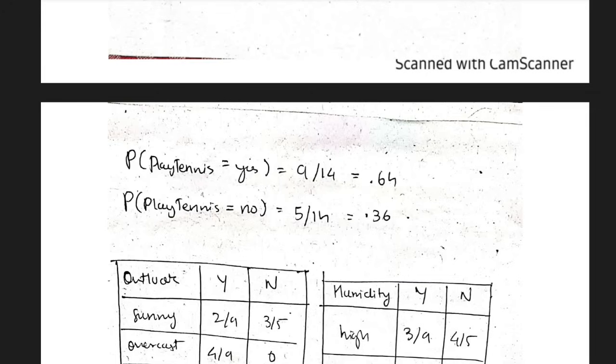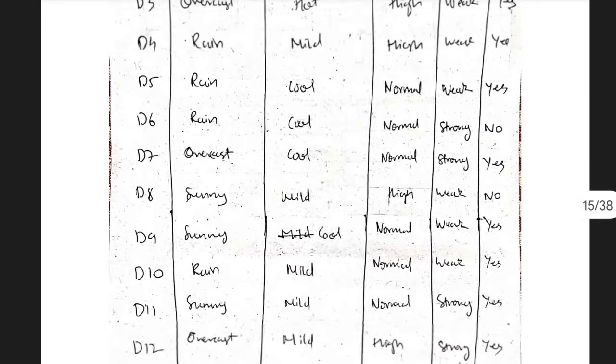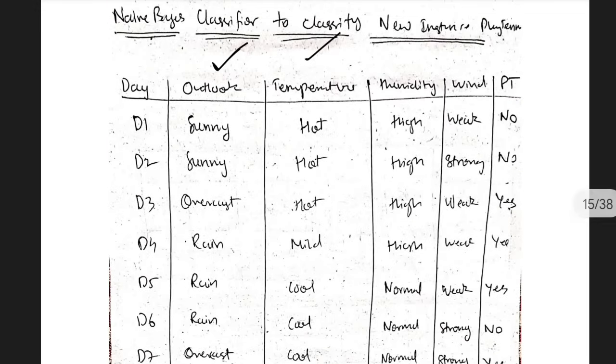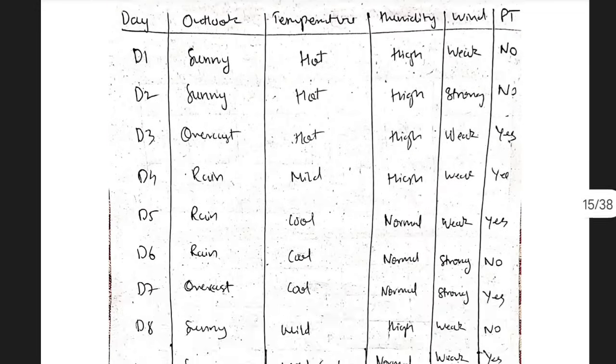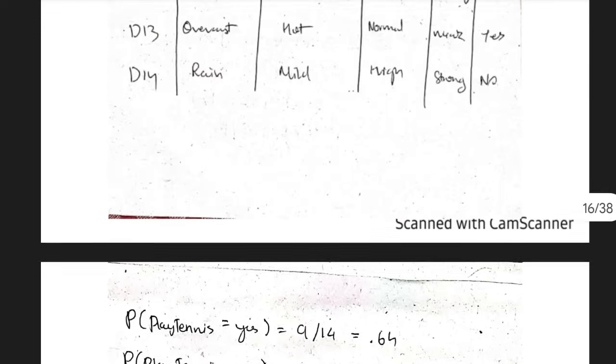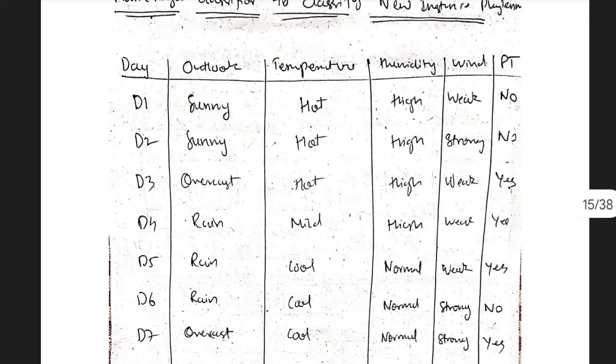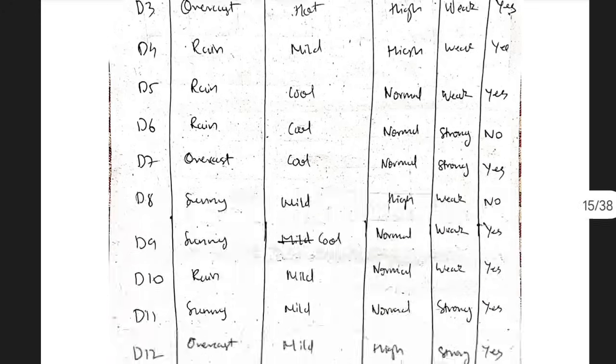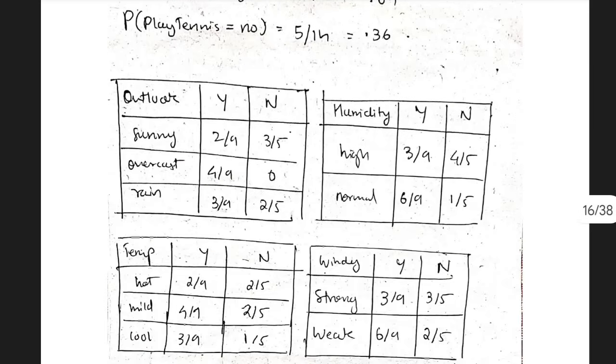After you have done that, you have to check each of these attributes: outlook, temperature, humidity, and wind. In that, how many outputs can be possible? Yes or no, that's all. And inside each of these, how many distinct values are there? Sunny, overcast, rain, 3 distinct values. Hot, mild, cool, 3 distinct values. High, normal, 2 distinct values. Weak, strong, 2 distinct values. We'll be writing how many distinct values are there here.